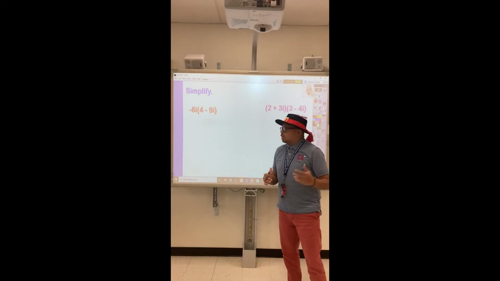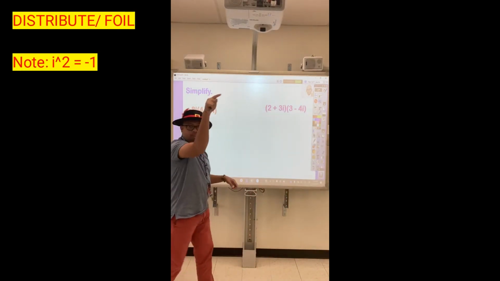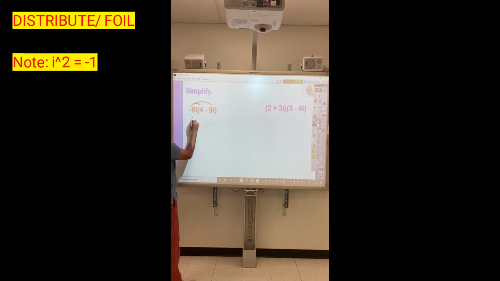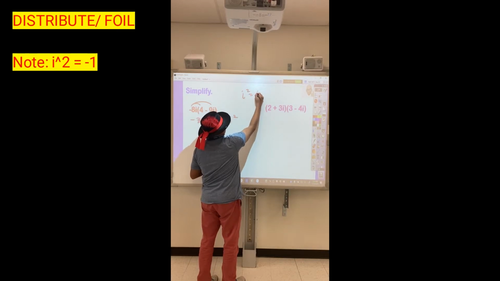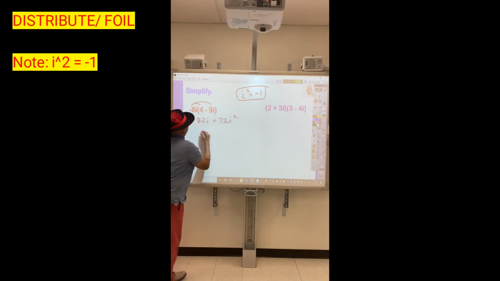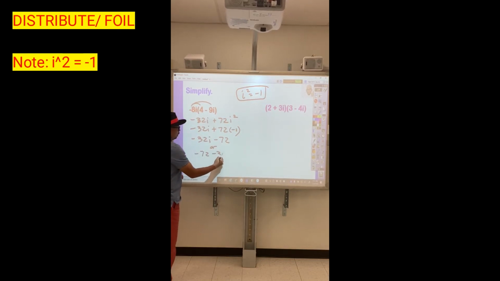Simplify negative 8i times the quantity 4 minus 9i. You're going to distribute. This will be negative 32i. But now, listen here. Negative 8i times negative 9i is positive 72, what's i times i? i squared. And what do we know about i squared? i squared is the same thing as negative 1. So I can replace that by negative 1. What's 72 times negative 1? Negative 72. So our correct answer here is negative 32i minus 72, or negative 72 minus 32i. Either one is correct for us here.